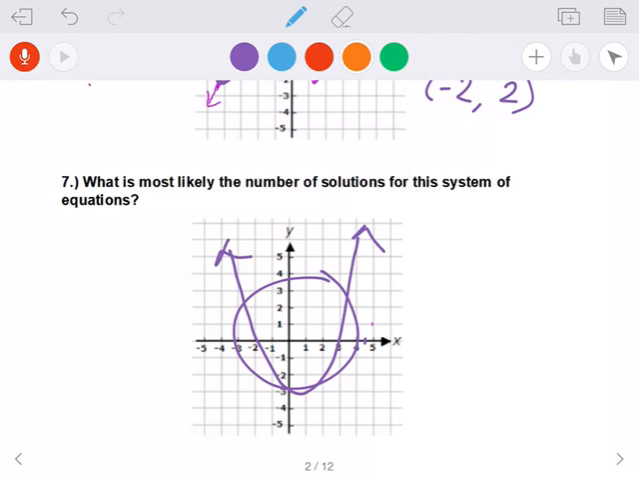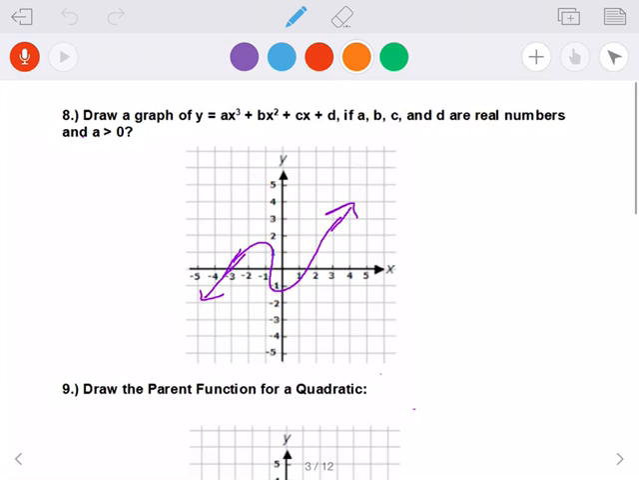All right, so this graph should have been drawn. What is the number of solutions? Well, they intersect here, here, here, and here. 4 solutions because they intersect 4 times. It didn't say what are they, it said what is the number of solutions. So be careful of what the questions are asking.